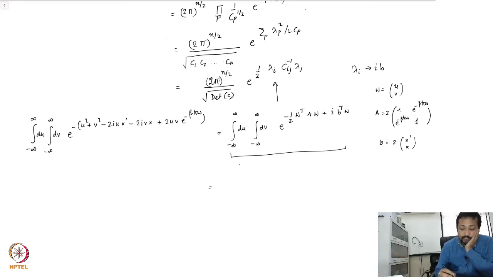This is going to be n equal to 2 in our case, so we will have 2 pi divided by square root of determinant of a, e to the power minus half. Minus comes in because we identify lambda i as i times b, so that this is going to be b transpose a inverse b.